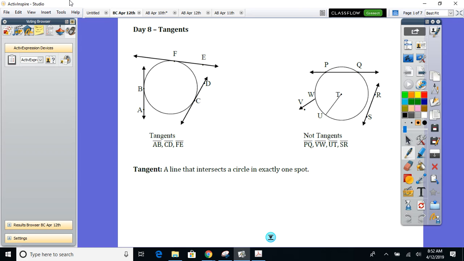Everyone see my first diagram to the left. All three of those lines are tangents because each only hits the circle in one spot. That spot where it hits has a special name. I'm talking about point F, point C, and point B. These mathematicians are very clever. The point where it hits the circle is called the point of tangency. That is the point where the tangent hits the circle.